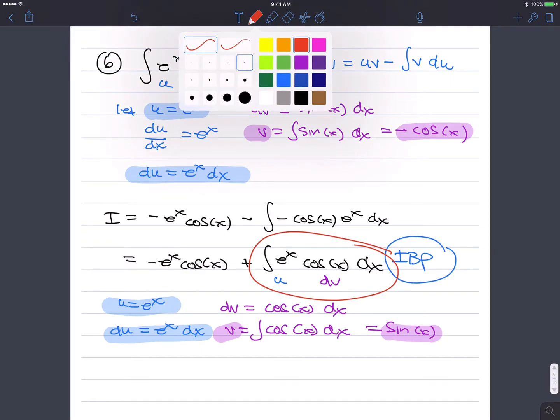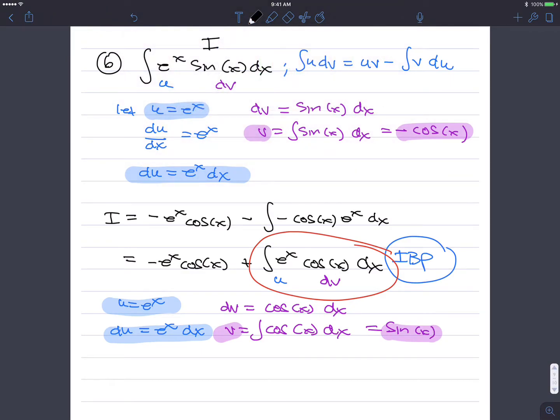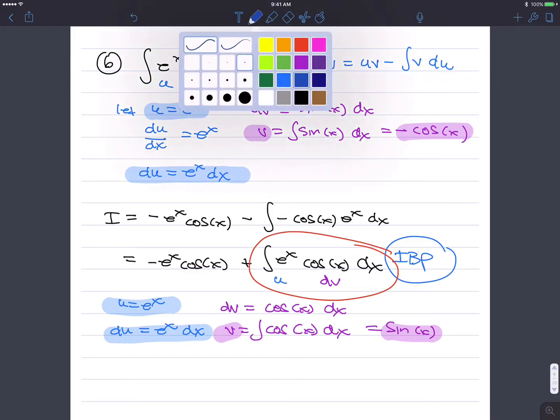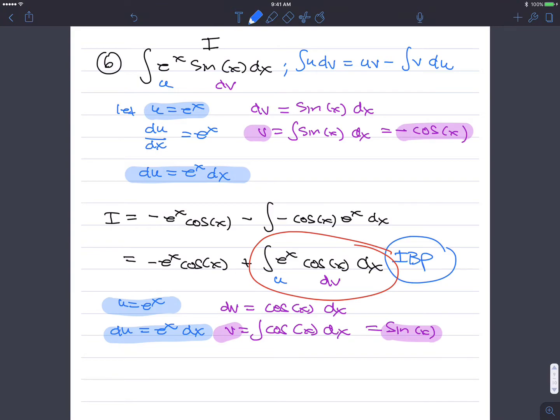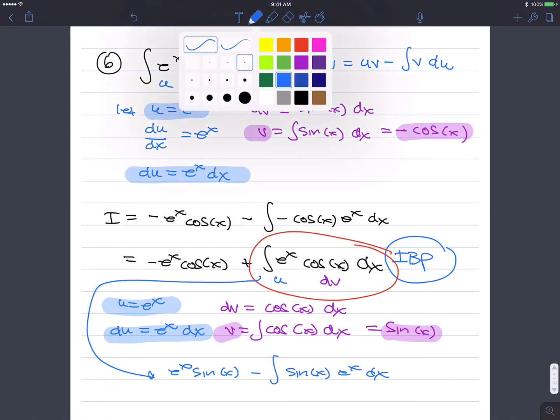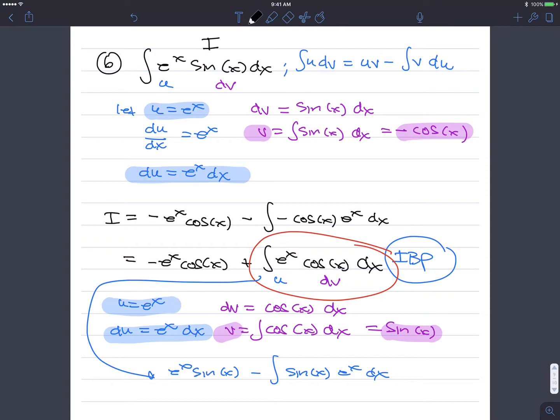Now by integration by parts, we know this portion becomes, let's put it in blue just in case, this portion will be uv. It's a different v, that's for sure. So over here, let's just say what we get. It's e to the x sine x, minus the integral of v, sine x, times du, which is e to the x dx. So let's put all this together here, and on the next page, so we have here I being minus e to the x cosine x.